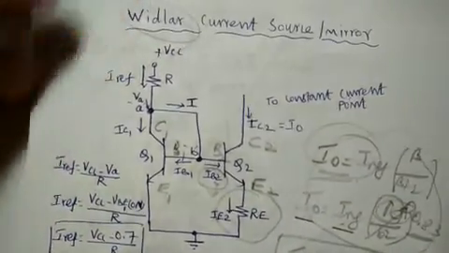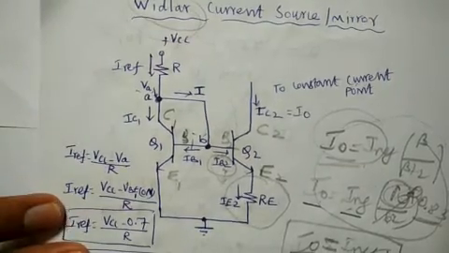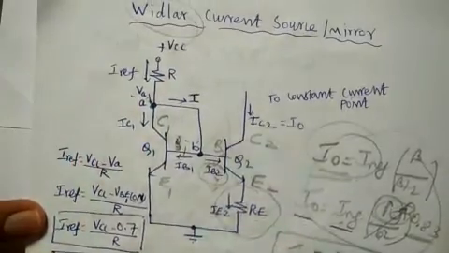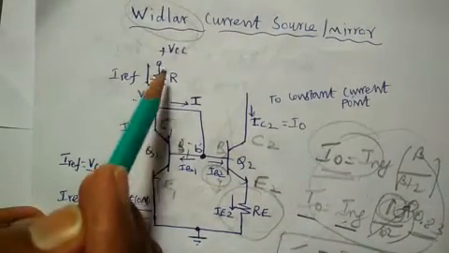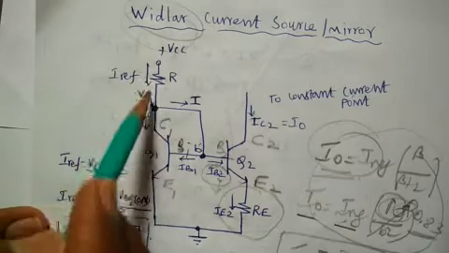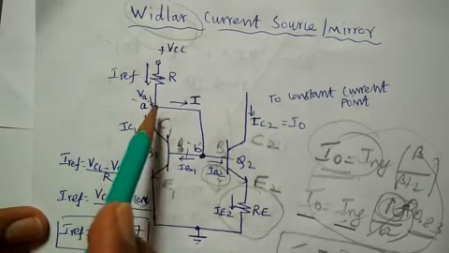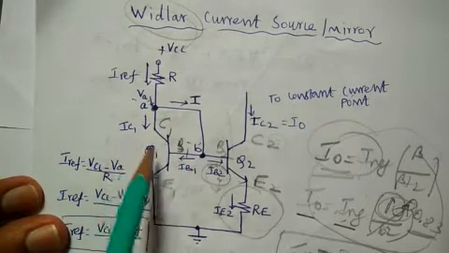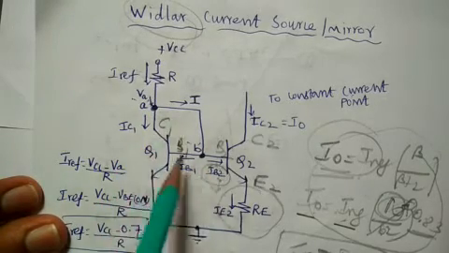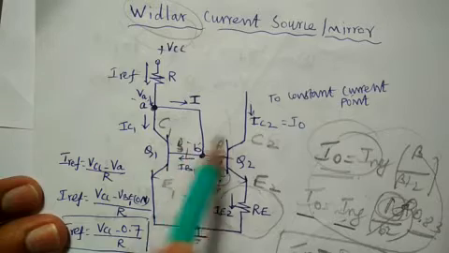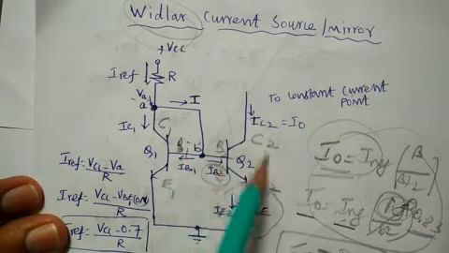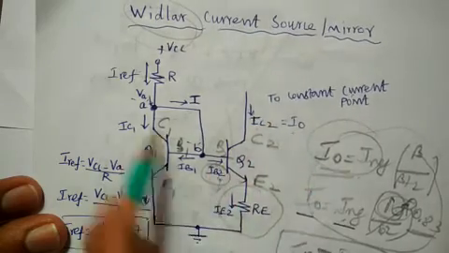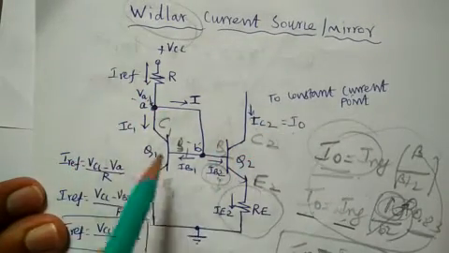Here the operation is same as that of simple current source. VCC is given, and here you have I reference. The I reference generated is capable of driving this Q1. Once Q1 is on, then Q1 will turn on this Q2, and this switch on of Q2 will be able to produce this output. It is same as that of the simple current source.